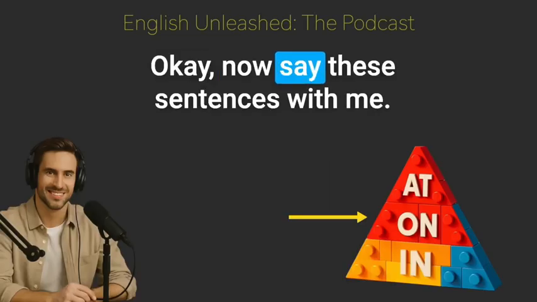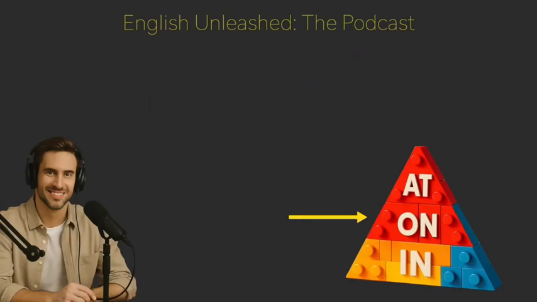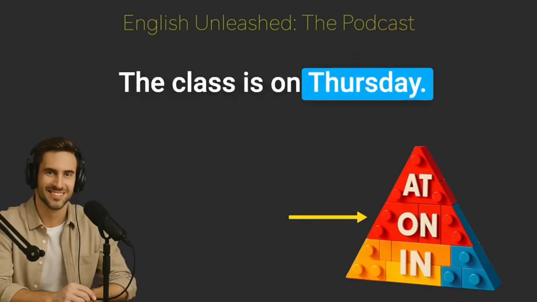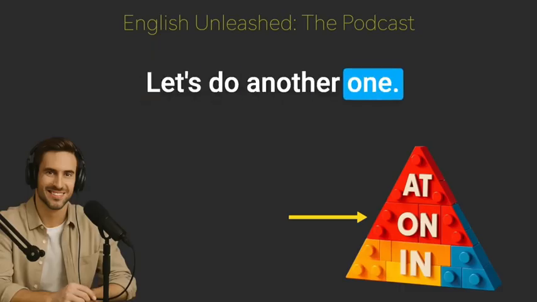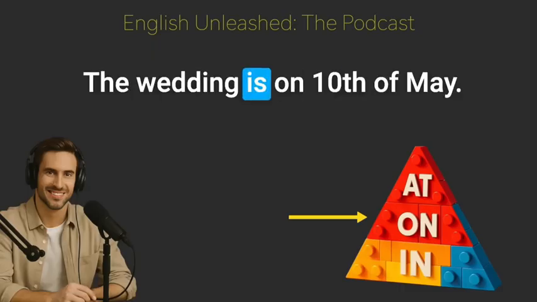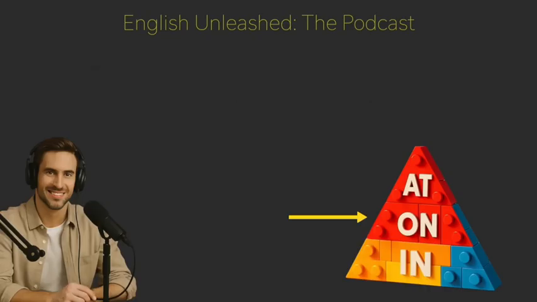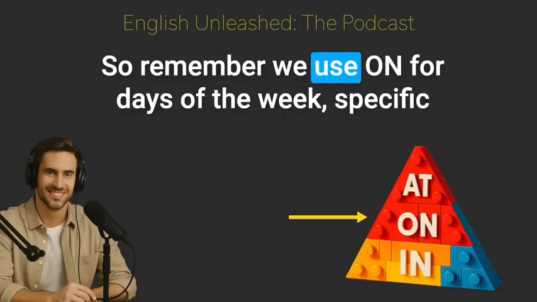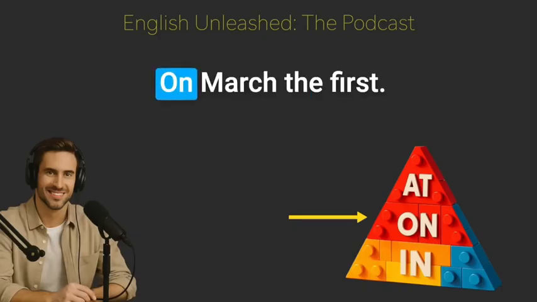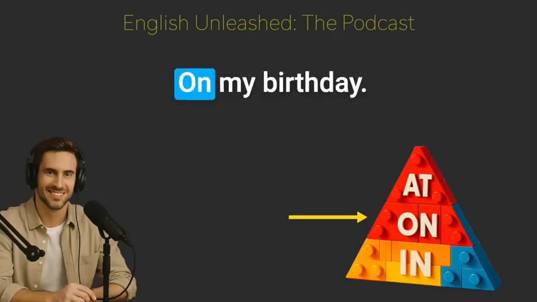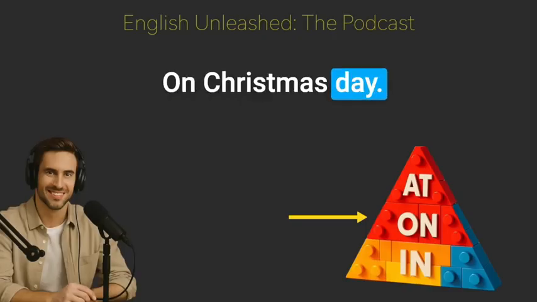Okay, now say these sentences with me. The class is on Thursday. Let's do another one. The wedding is on 10th of May. Great. So remember, we use on for days of the week, specific dates, and special days. On Monday, on March the 1st, on my birthday, on Christmas Day.